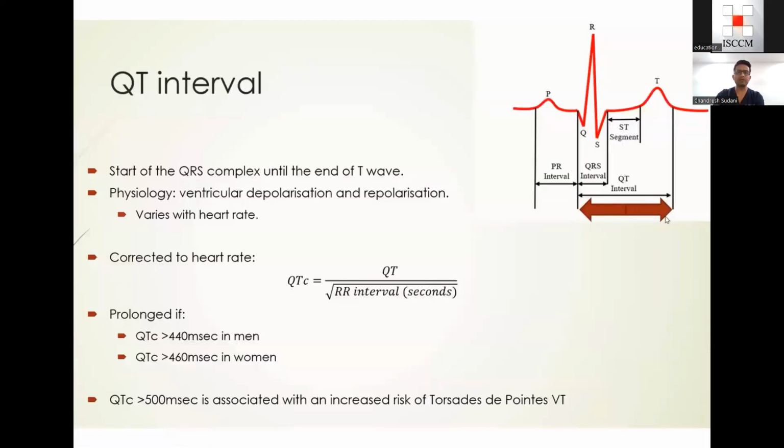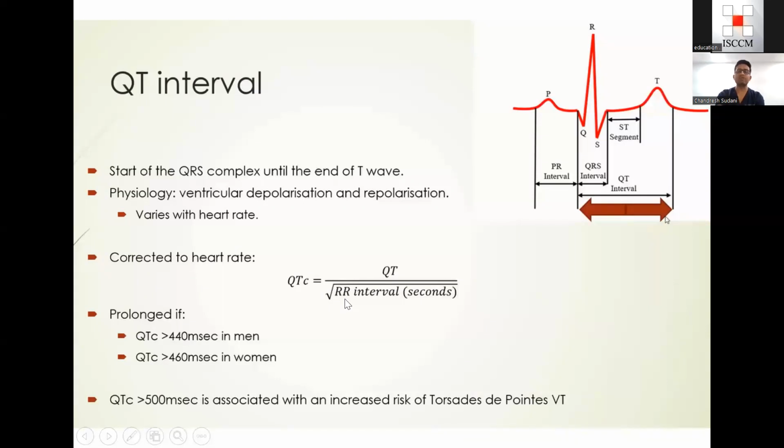QT interval, normally it starts from the QRS complex until it ends at the T wave. And there is one entity, the corrected QT interval. Here you should calculate the milliseconds, which you have to put against the RR interval, and the formula for the corrected QT interval is QT divided by the square root of the RR interval in seconds.